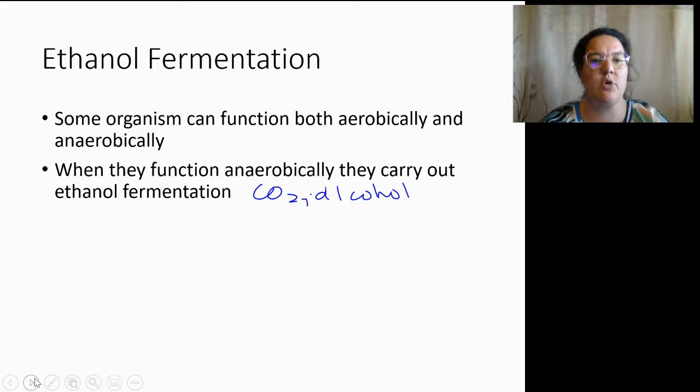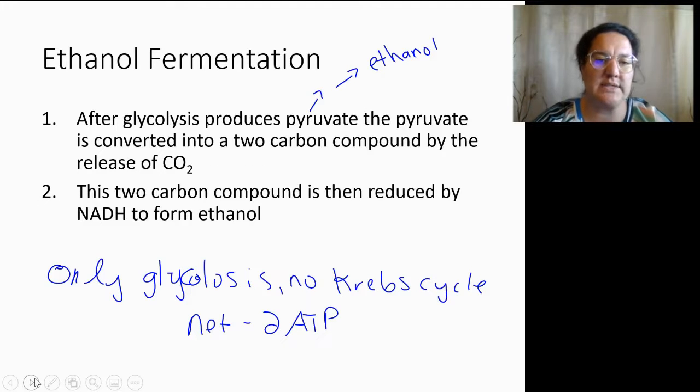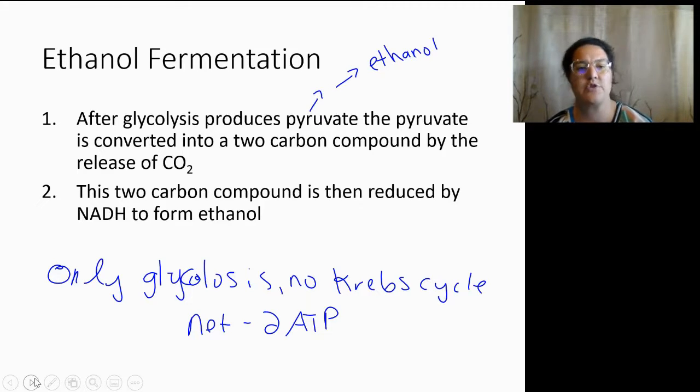In ethanol fermentation, some organisms can function both aerobically and anaerobically. When they function anaerobically, they carry out ethanol fermentation, which produces carbon dioxide and alcohol. There are two steps to this process. After glycolysis produces pyruvate, the pyruvate is converted into a 2-carbon compound by the release of carbon dioxide. So the pyruvate went from a 3-carbon compound to a 2-carbon compound, and carbon dioxide was released. That 2-carbon compound is then reduced by NADH to form ethanol, so it gains electrons. Again, only glycolysis, no Krebs cycle, and a net of 2 ATP.